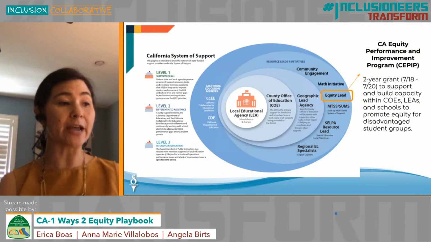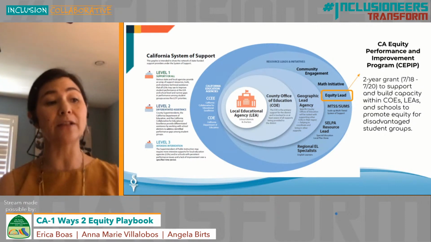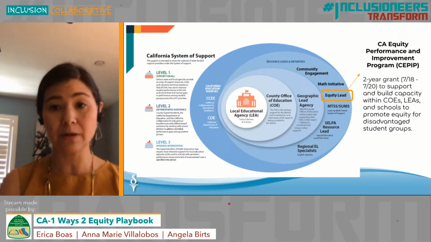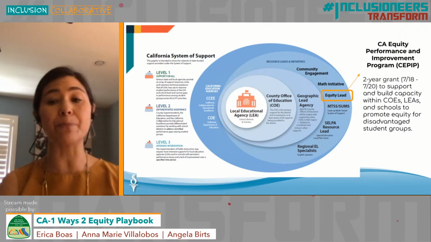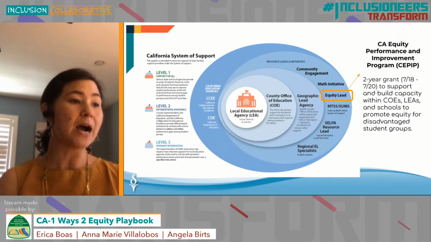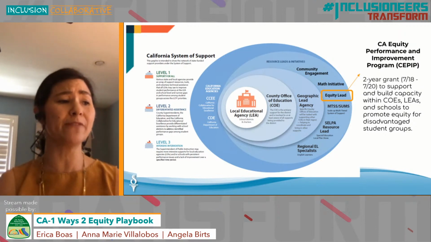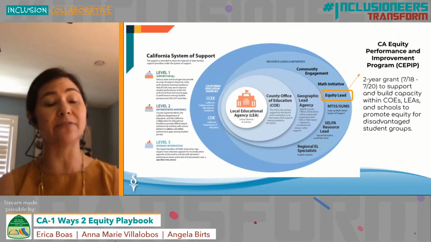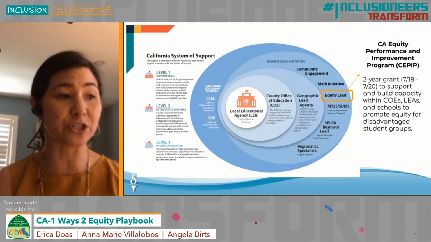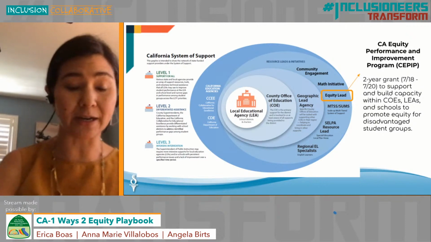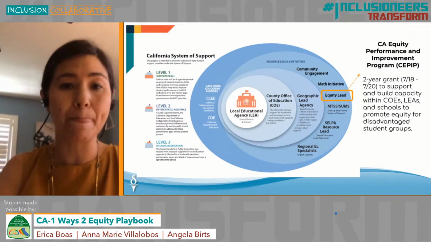So funding for the equity work was made available via the California Equity Performance and Improvement Program, or CEPIP grant. The Ways to Equity Playbook is one product of this grant. The 2-year, $2.5 million grant was authorized by Assembly Bill 99 and awarded to SCCOE's Inclusion Collaborative and the San Diego County Office of Education for capacity building purposes. So here we present one product of this grant today.